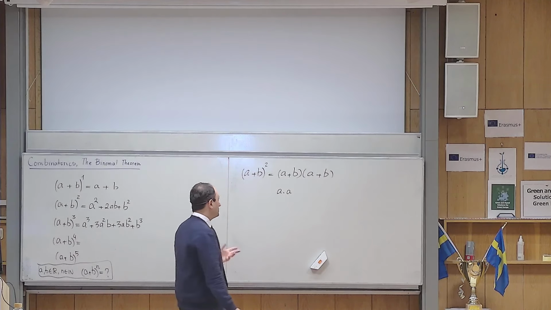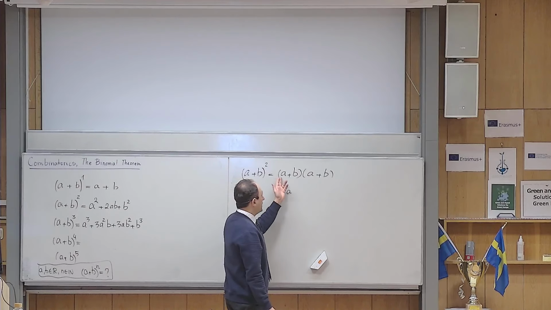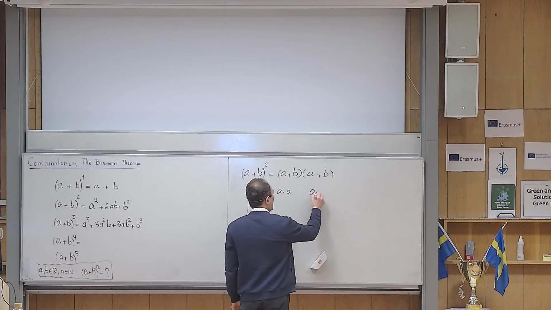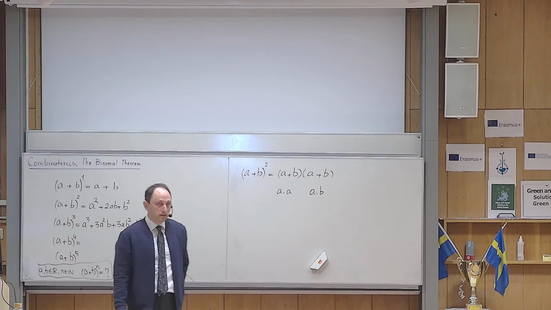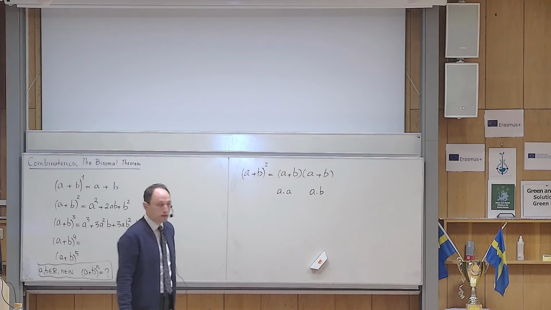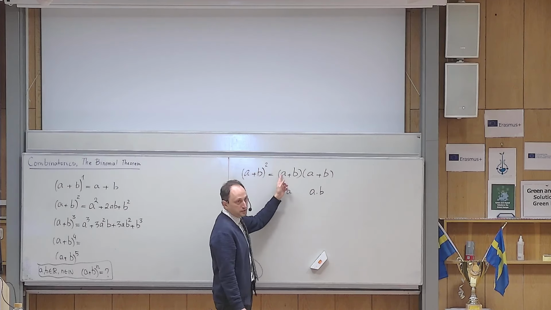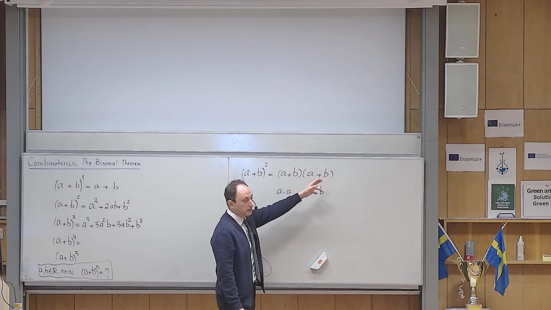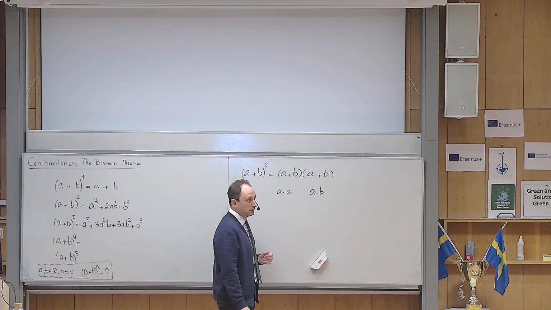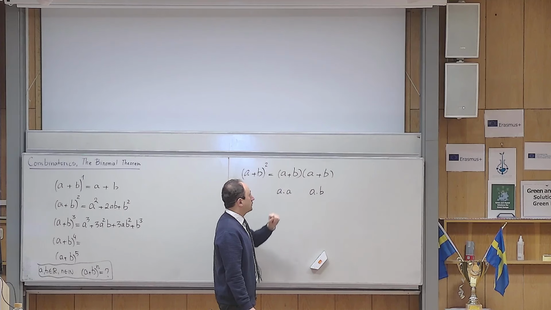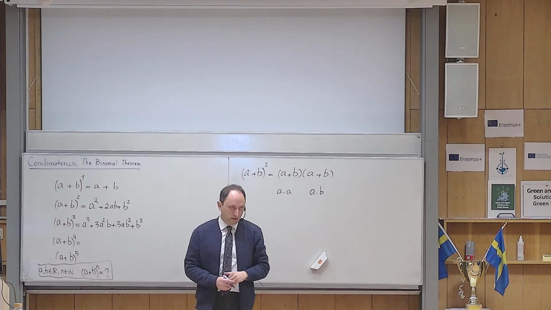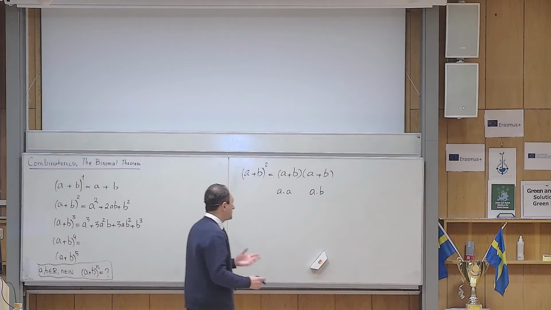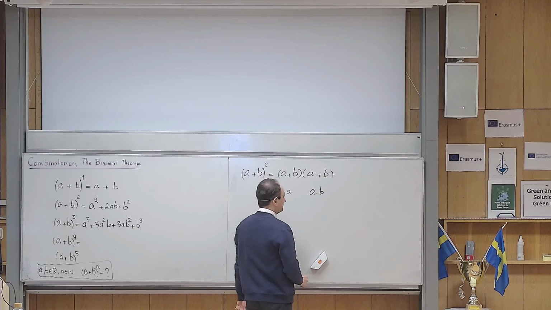Okay? But now let us see that I want to have a times b. So a times b, in how many ways do you think a times b occurs? Yes? Two ways. Either I choose a from the first pair and b from the second pair, it gives rise to ab, or I choose b from the first pair and a from the second pair, it gives me ba, but ba and ab in algebra are the same, so that is why I will have two of them. Yes?